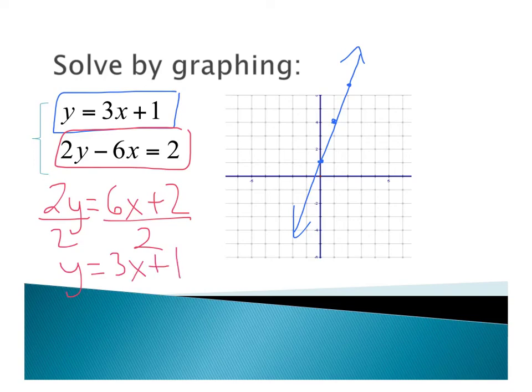Ooh, we have the same exact equation. So I start here, and I go up 3 over 1, up 3 over 1. I have the same exact line. And if you remember from the first video, this means that I have an infinite number of solutions.